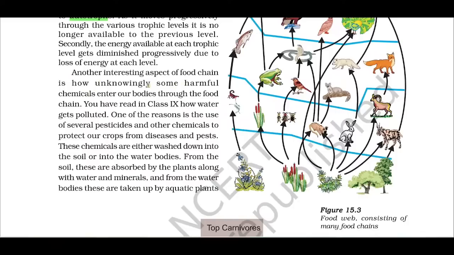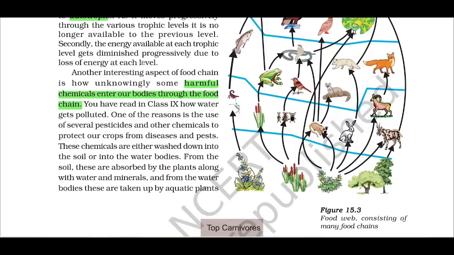You should also know that sometimes harmful chemicals enter our bodies through the food chain, and the harmful chemical level increases from one trophic level to another trophic level. This phenomenon is called what? Biomagnification. It is called biomagnification. The energy level from one trophic level to another decreases, whereas the harmful chemical level from one trophic level to another increases. This is called what?